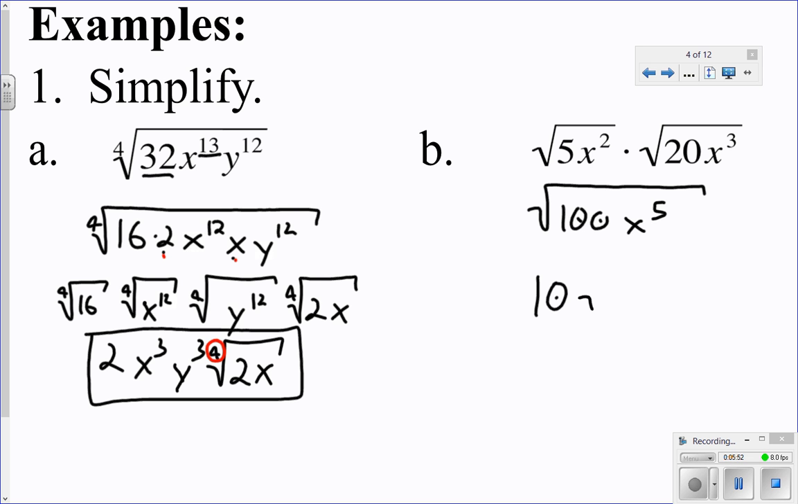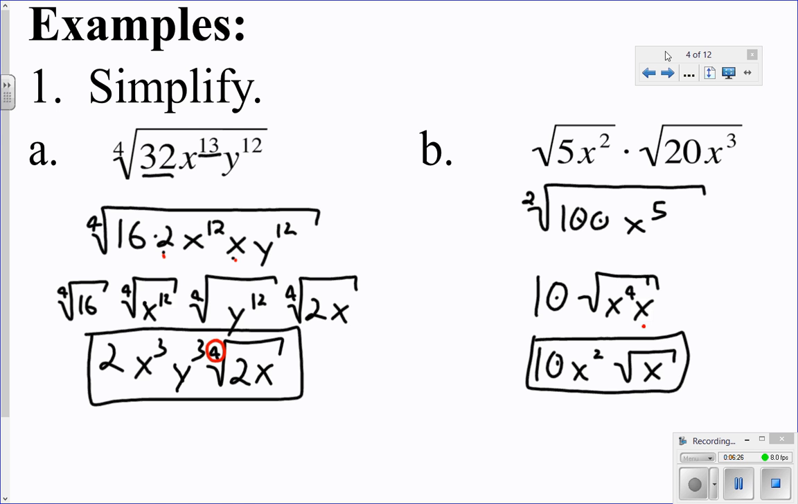Again, I think of the square root with the power of 2. So I want to write x to the fifth as a product of things that could be a factor of 2. So it's x to the fourth times x, and that x is going to be the one term that ends up staying underneath my radical. The square root of x to the fourth is going to be x squared, and then I'm just left with the square root of x.